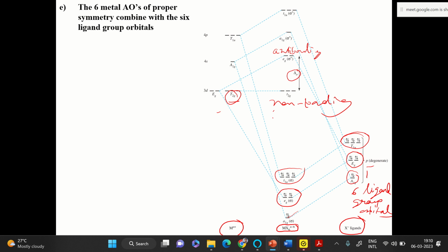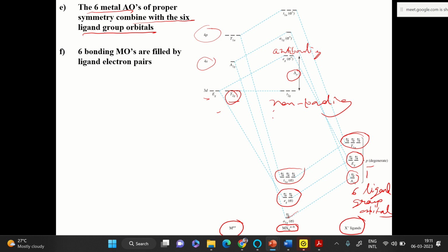In this MO diagram, we have only considered the sigma bonding between the metal and the six ligands arranged around it, occupying the six vertices of the octahedron. So this is what has happened: six metal atomic orbitals of proper symmetry combined with six ligand group orbitals. How are they combining? You just got the idea. The EG set of 3d orbitals combines, but even 4s and 4p participate, as they also have the right kind of symmetry to combine with ligand group orbitals, and the combination results in this kind of thing.